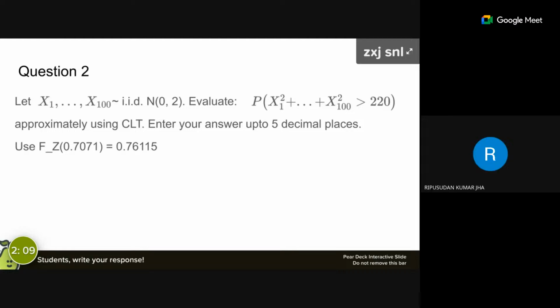Ma'am, expectation will be 0 now for n equal to 220. Why? Because the given is a normal with expectation 0, and if we calculate 0 into 220, then sorry, 100, then it will be 0 now. Just check it.